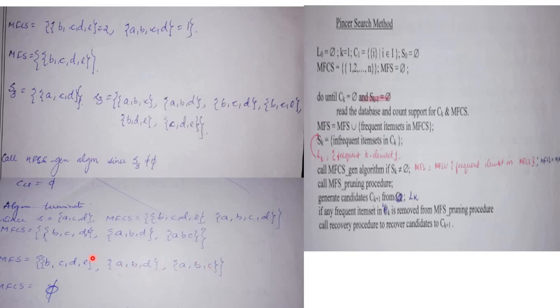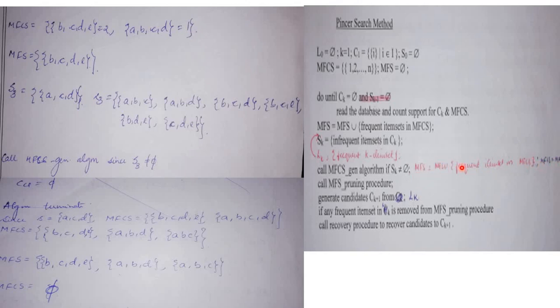And what do I do? Since all these item sets are already moved to MFS, I do not need to maintain them in MFCS. So I remove all those item sets from MFCS, and that is why I have this statement MFCS equals MFCS minus MFS. So I get MFCS as null. I hope it is clear to you now why we have these two statements.